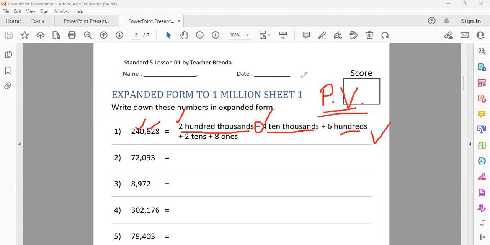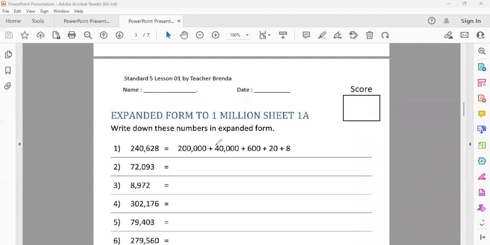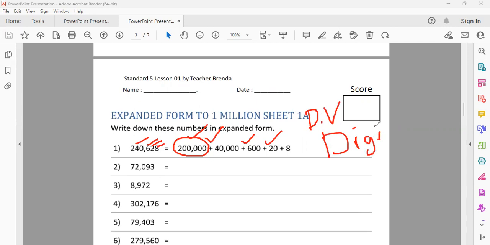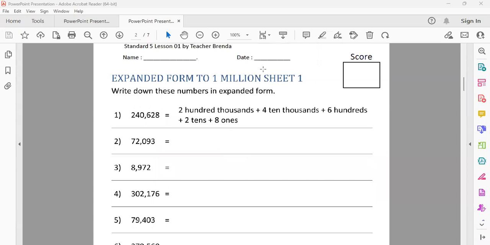Now, on page 3, the same question, the numbers are expanded again. Again, you have the addition symbol between all the numbers. But if you look, they just write down the whole number. 200,000, they write 200,000 plus 40,000 plus 600 plus 20 plus 8. And this is called partitioning in digit value. So when you read a question, if they ask you to partition in digit value, this is how your answer should look like. If they ask you to partition in place value, then this is how your answers should look like.